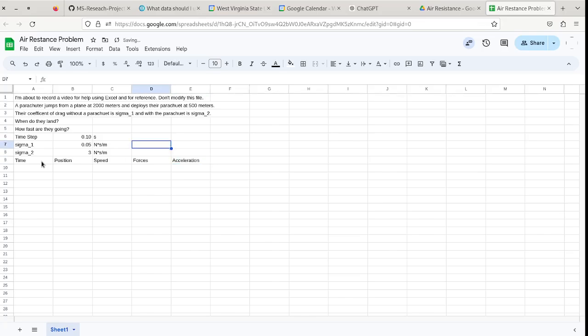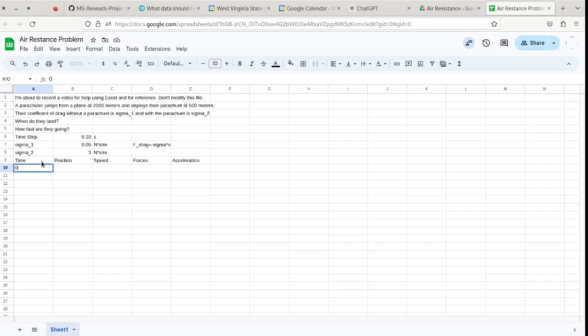Normally there's a whole lot of stuff that goes into what the force of drag is. The force of drag is equal to minus sigma times velocity, as far as we are concerned for today's exercise. There's variations of this for other reasons.